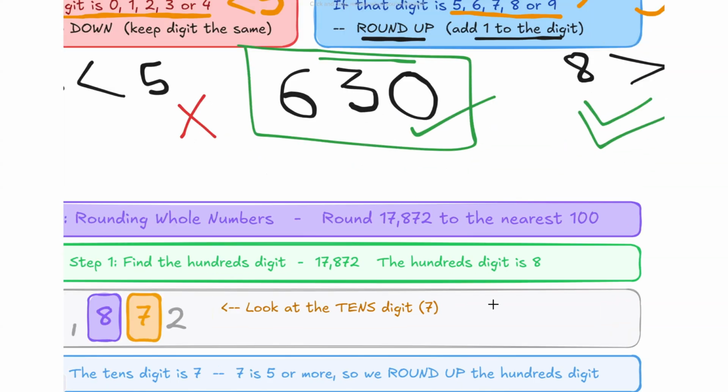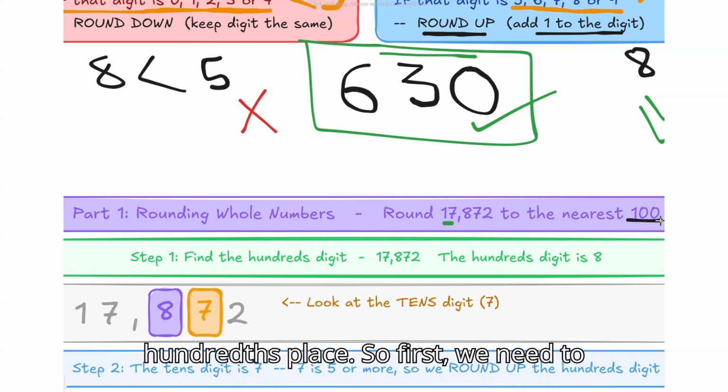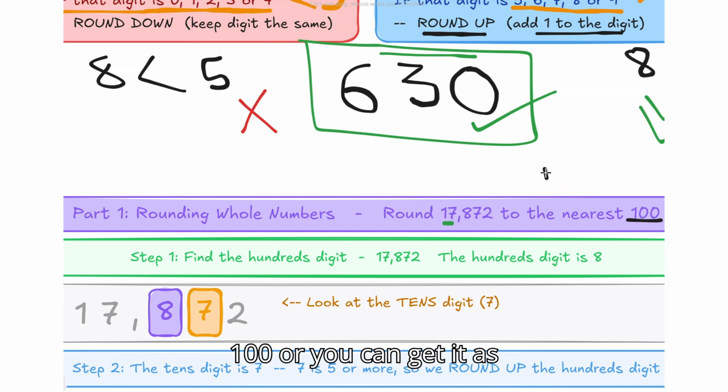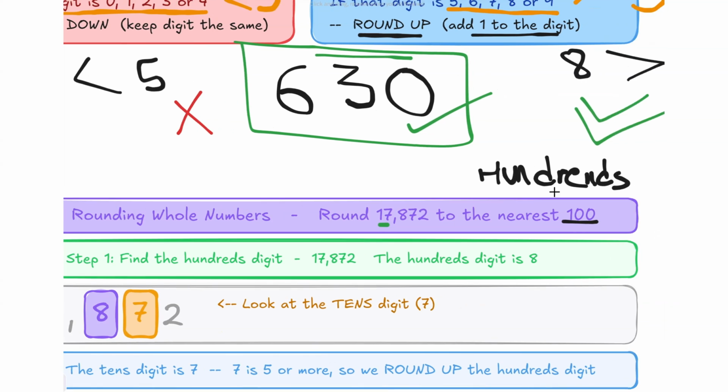Now let's look at another example for rounding whole numbers. Here we have: round 17,872 to the nearest hundreds place. First we need to find what's in the hundreds place. You can either get it as hundreds or tens in your exam, right? So here, let's see what's in the hundreds place.